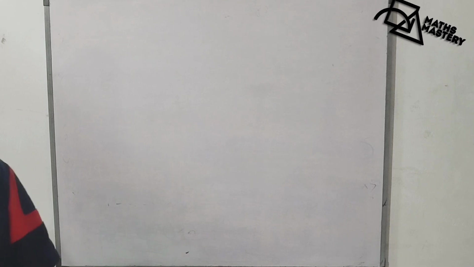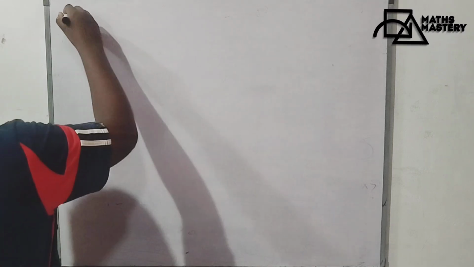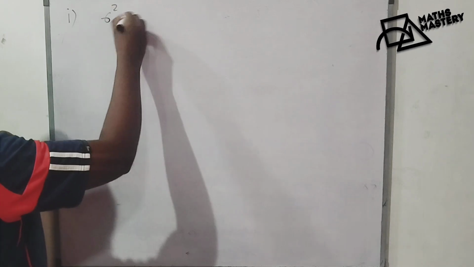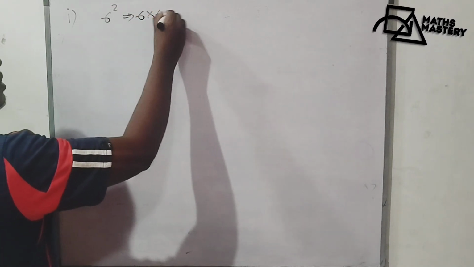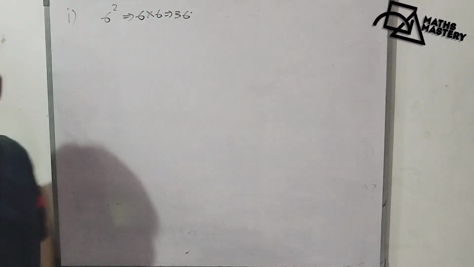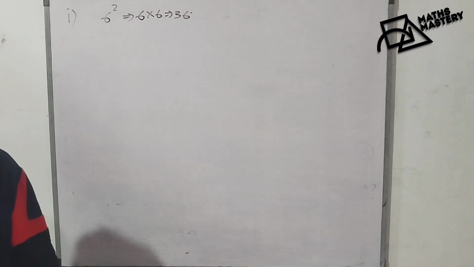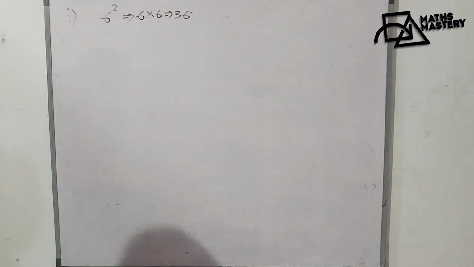Question number 6. A, Roman number 1. Find the value of 6 squared. So 6 squared is 6 times 6, no? It's 36. Roman number 2. Write all the factors of the number corresponding to the value found in 1. So they are asking for the factors.